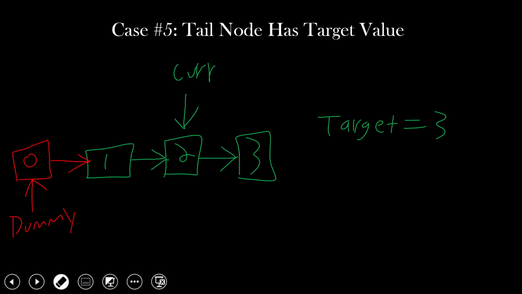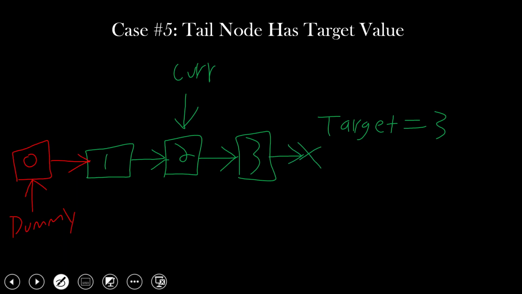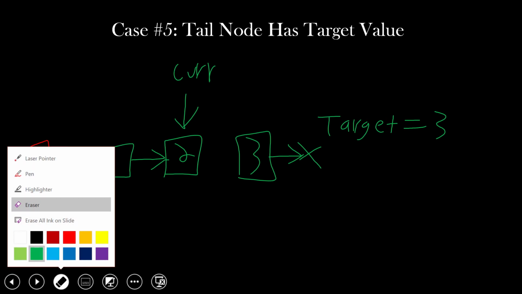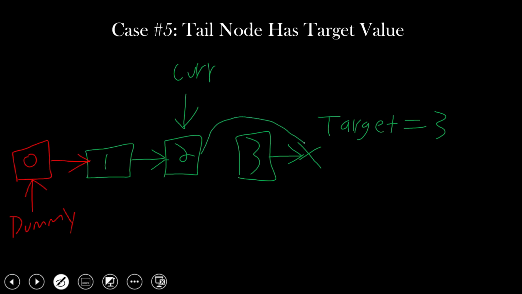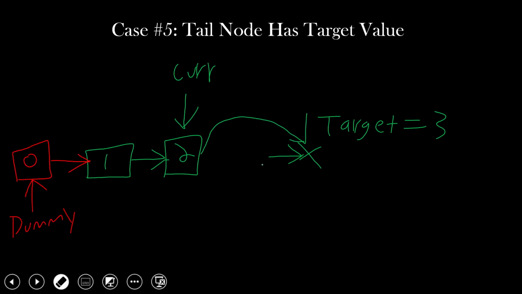So when current is in that position, current.next does have our target value, so all we would really do is the same thing. Current.next equals current.next.next. So essentially, 3's next would just be null, really. So we would break this link here, and essentially current.next would just be null. And when you do that, the 3 is gone, and we're still good. So we would return the list of 1 and 2, and we're good.